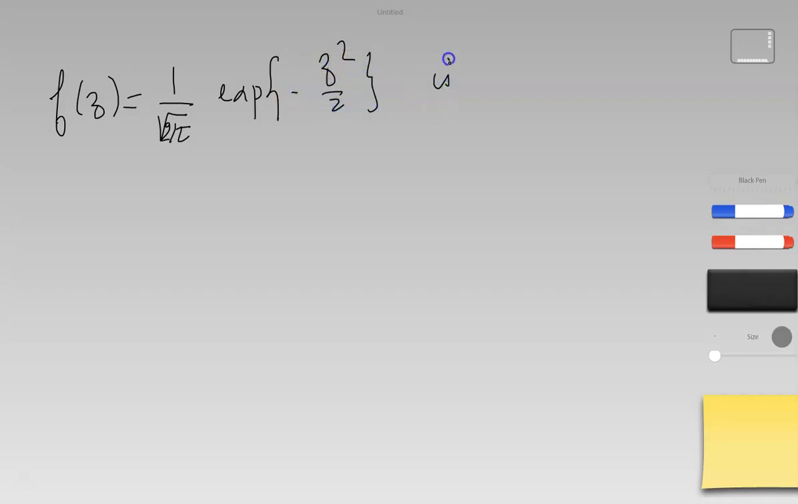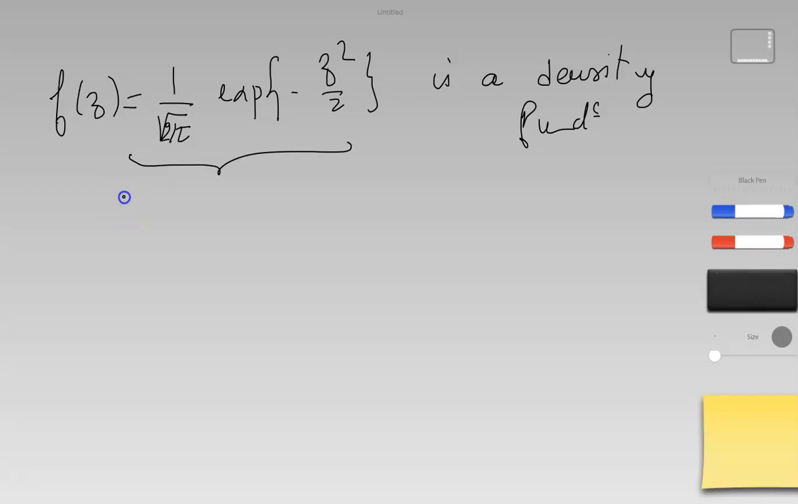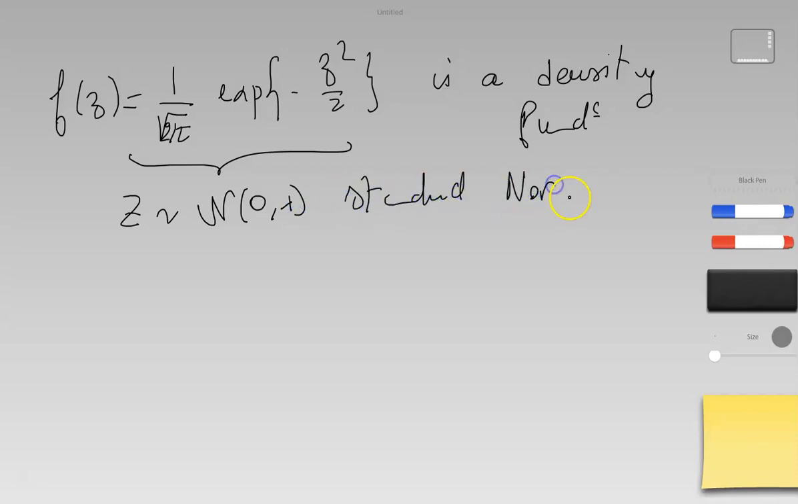I want to answer today the question: why is f(z) equal to 1 over square root of 2π, exponential of minus z squared over 2, a density function? Okay? So let me remind you, what is this function? Indeed, this function is the density function of the random variable that follows the standard normal distribution. Normal distribution, okay?